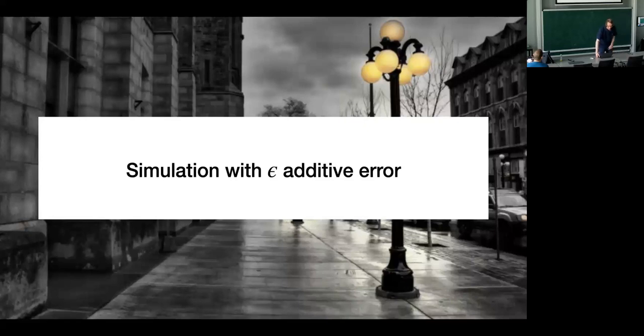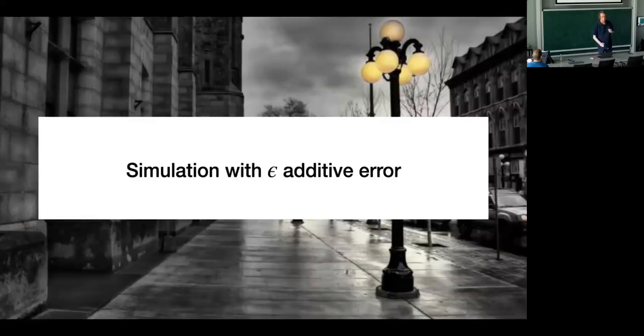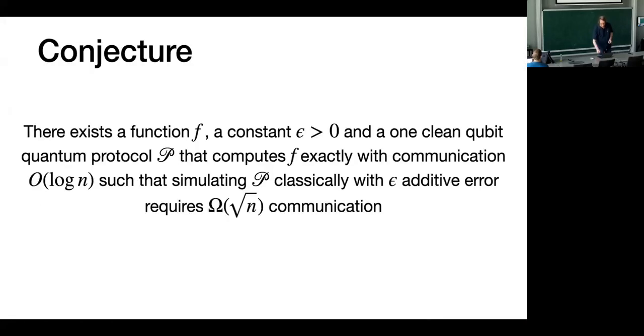Now, okay, I have a lot more material, but okay, so what about constant error? So here's a conjecture that I really would like to prove. We have a function f, a constant epsilon, and a one-clean qubit protocol that computes f exactly without any error with communication log n, and every classical simulation with epsilon additive error requires omega of root n communication.